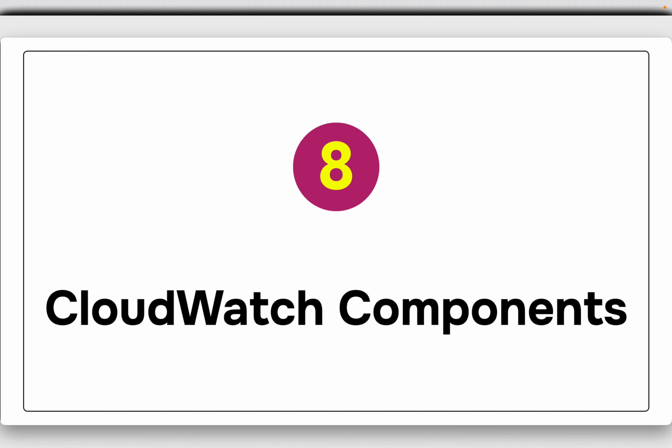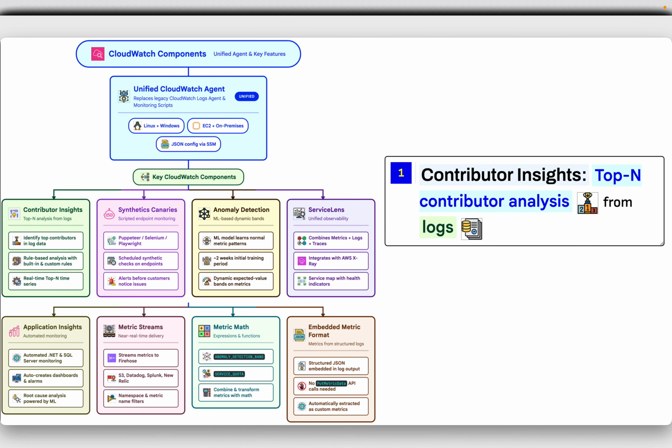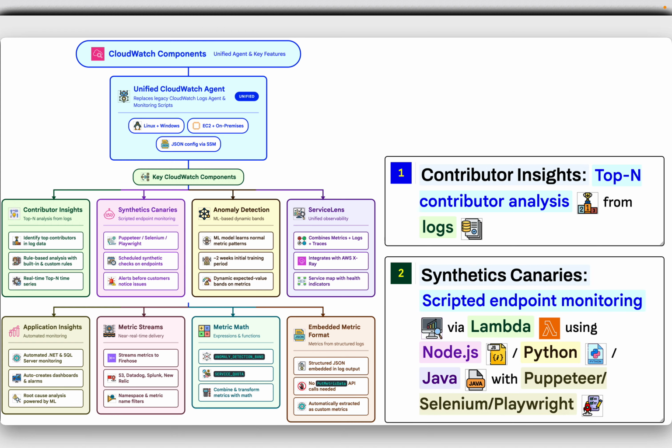Eighth topic is CloudWatch components. Contributor Insights provides top-N contributor analysis from logs. Basically, what is the cause of some issue? So basically, it will recommend top-N contributors for any kind of issues. Next feature is synthetic canaries. They provide scripted endpoint monitoring via Lambda using Node.js, Python, or Java with Puppeteer, Selenium, or Playwright.